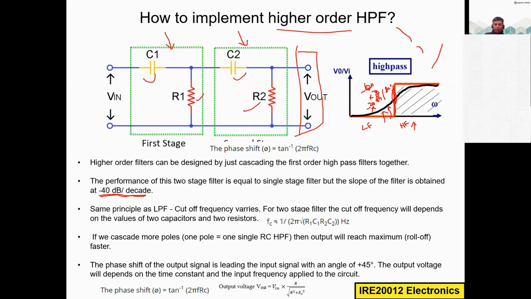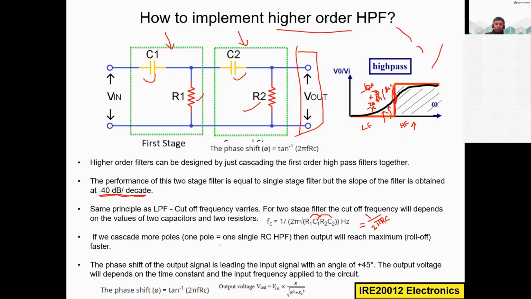Here is the formula for the cutoff frequency: 1 divided by 2 pi square root of R1 C1 R2 C2. If you make R1 equal to R2 and C1 equal to C2, then it will become R squared and C squared, and the square root will be gone. Then finally you will still get the same formula, 1 divided by 2 pi RC, as the cutoff frequency for this higher order filter.